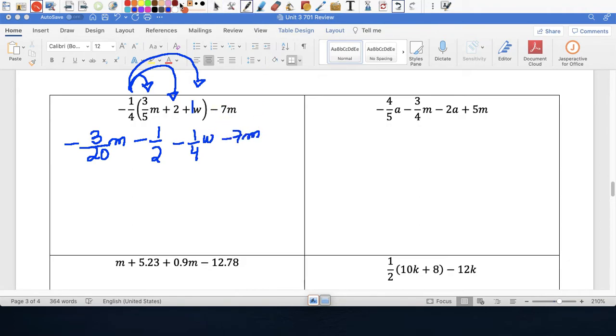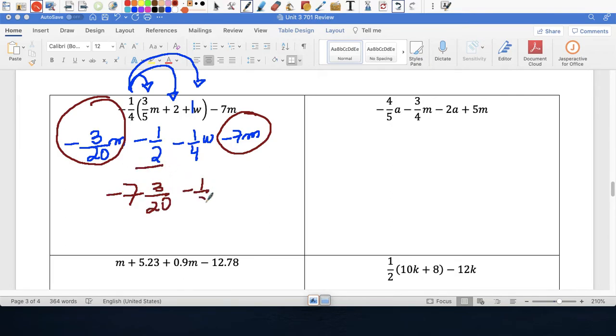Can we combine anything? Yeah, we can combine this guy and this guy. And the rest we don't. So negative 3 over 20. I'll do that in the calculator. 3 over 20. So 7. Oh, sorry. Negative 7, 3 over 20, and then minus a half. Sorry, I forgot the m here. M minus a half minus 1/4 w.